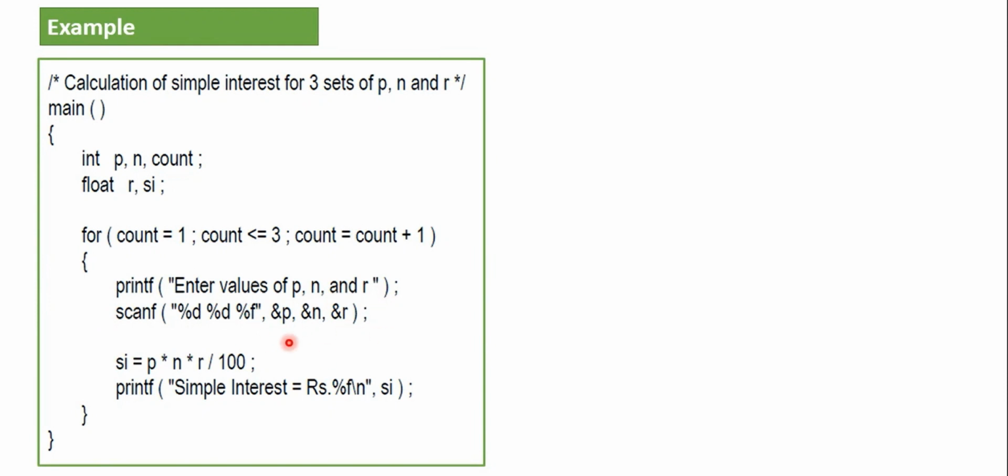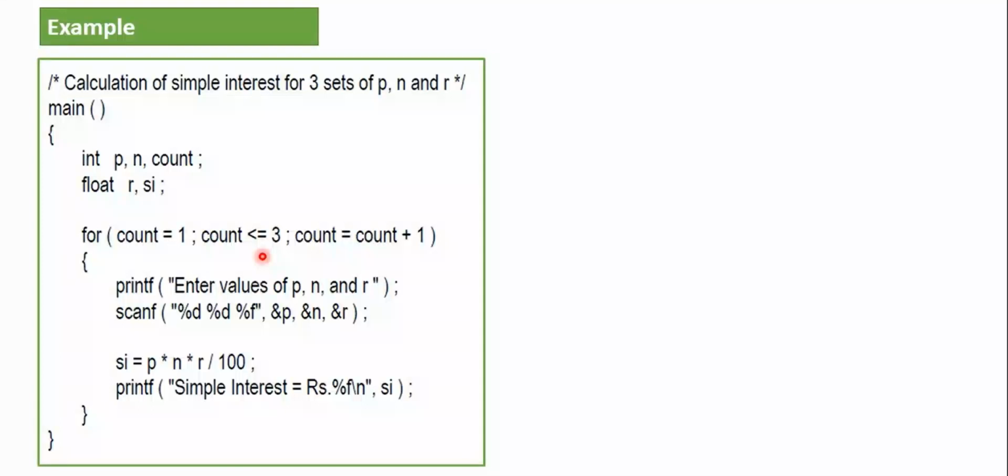Next we have calculated the simple interest by the given formula and printed the final result. Okay, so once the body of the loop has been executed, it comes to the update expression. That means count is equal to count plus 1. So the starting value was 1, now it will become 2, and again it will be tested whether this 2 is less than or equal to 3 or not.